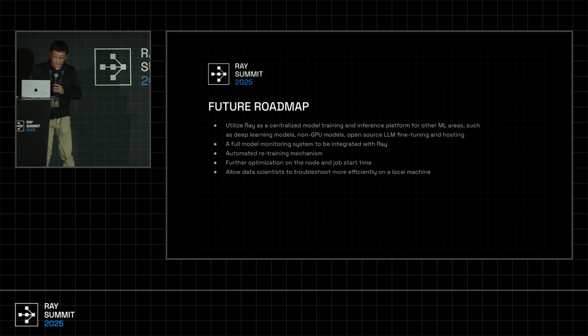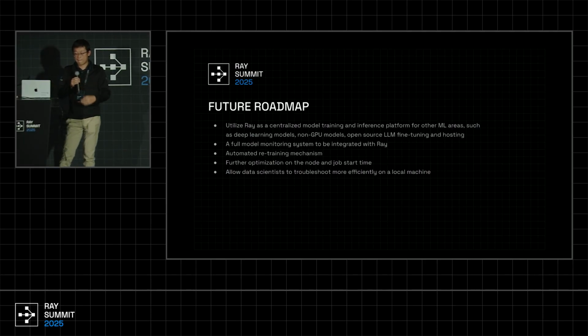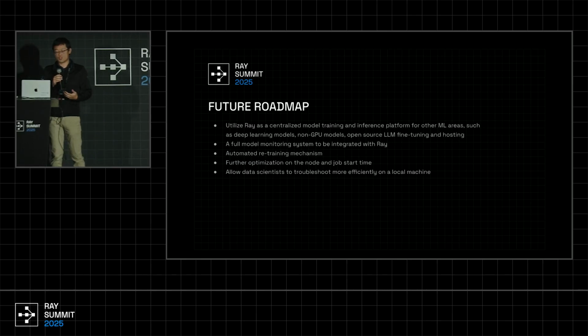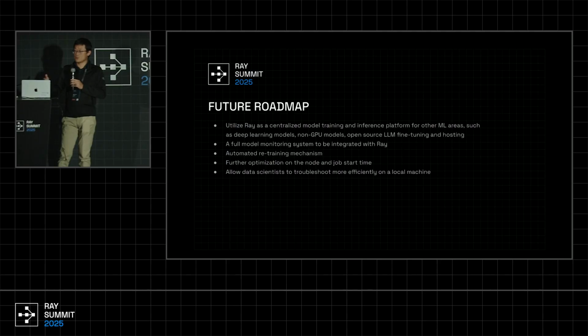So finally, I'll give a quick future map on what we're going to do next. After we wrap up everything we're working on today, we are going to look into utilizing Ray as a centralized model training and inferencing platform for other non-video machine learning areas. For example, the deep learning models that some data scientists are working on, traditional machine learning models that do not require GPU, and some open source LLM fine-tuning and self-hosting that we are already experimenting with right now, especially using the LLM to do the video inferencing. That's something we're looking at.